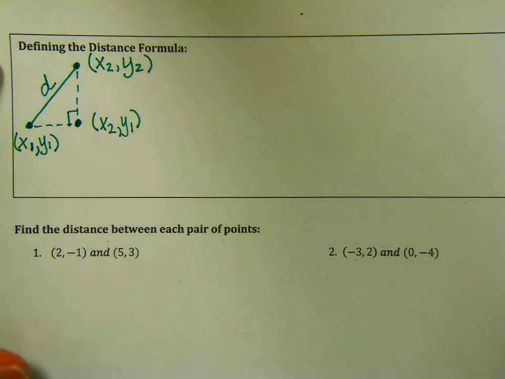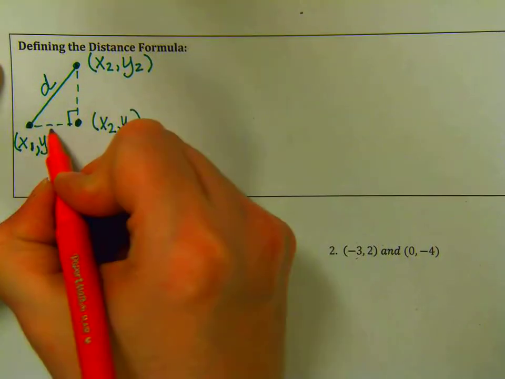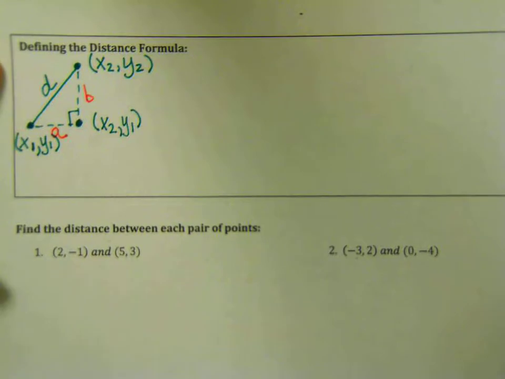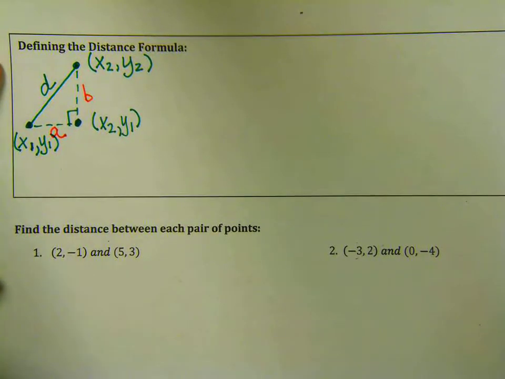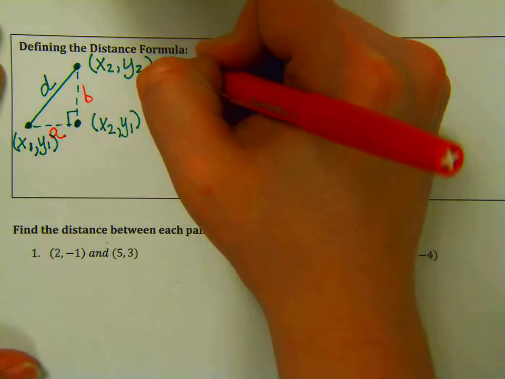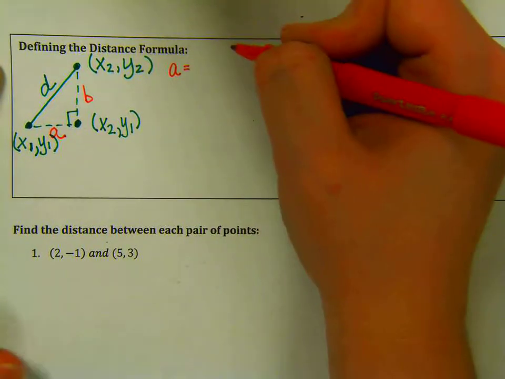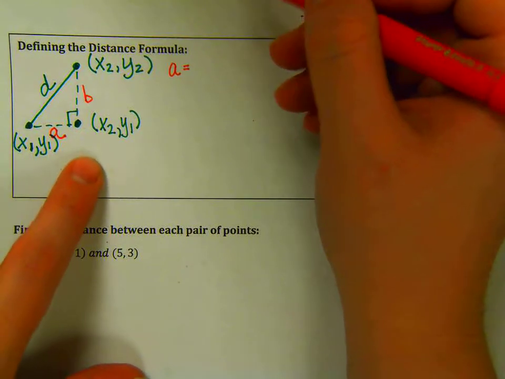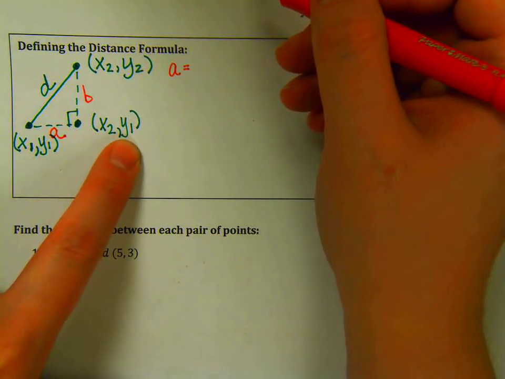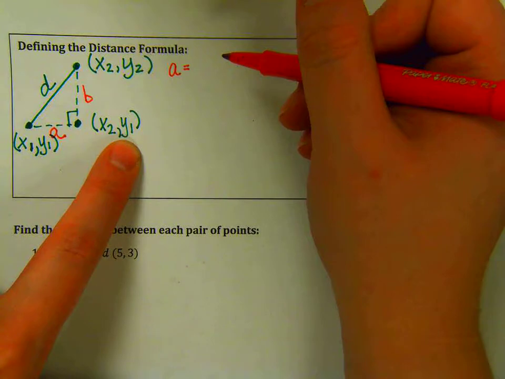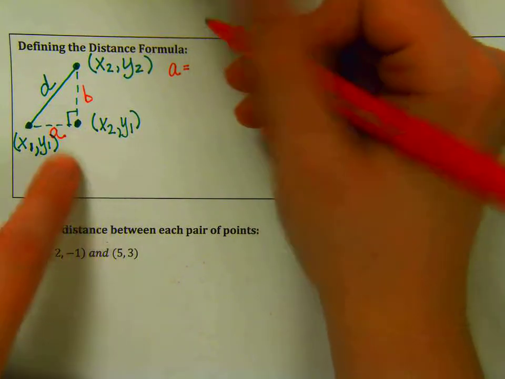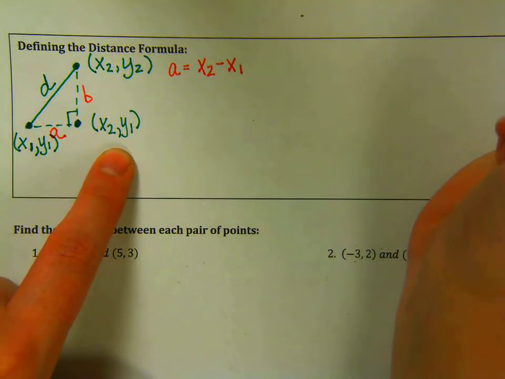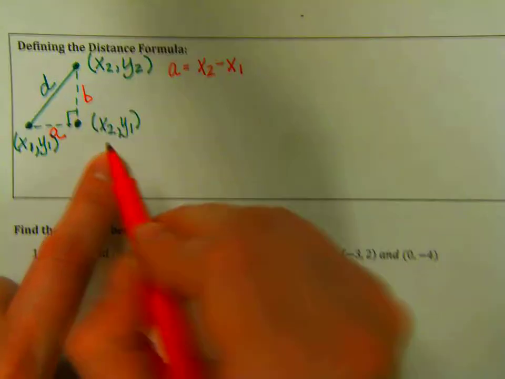Now I want you to label your sides. So just like before, we had A and we had B. A is going to be this distance right here. I'm going to figure that out by finding the x value. So it's going to be x2 minus x1 for my A. That's the distance from this point to this point.